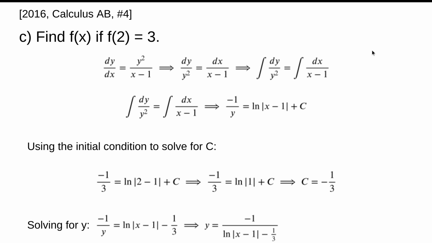And now I can set c equal to negative 1/3 in my general solution. So I get negative 1 over y equals the natural log of the absolute value of (x minus 1) minus 1/3. Don't get too fancy here. I'm just going to swap the numerator and denominator, and I'm going to get y equals negative 1 over the natural log of the absolute value of (x minus 1) minus 1/3.